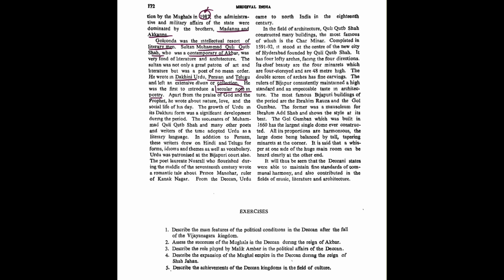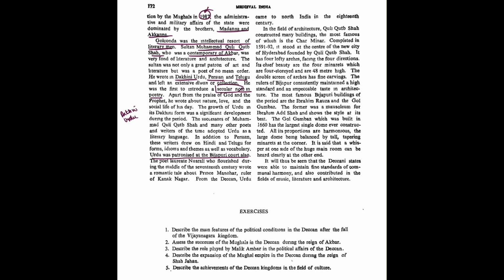The growth of Urdu in its Dakhini form was a significant development during this period. Dakhini Urdu is spoken prominently in Hyderabad and the neighboring areas. The successors of Muhammad Quli Qutub Shah and many other poets and writers of the time adopted Urdu as a literary language. In addition to Persian, these writers drew on Hindi and Telugu for forms, idioms, and themes as well as vocabulary. Urdu was patronized at the Bijapuri court also.